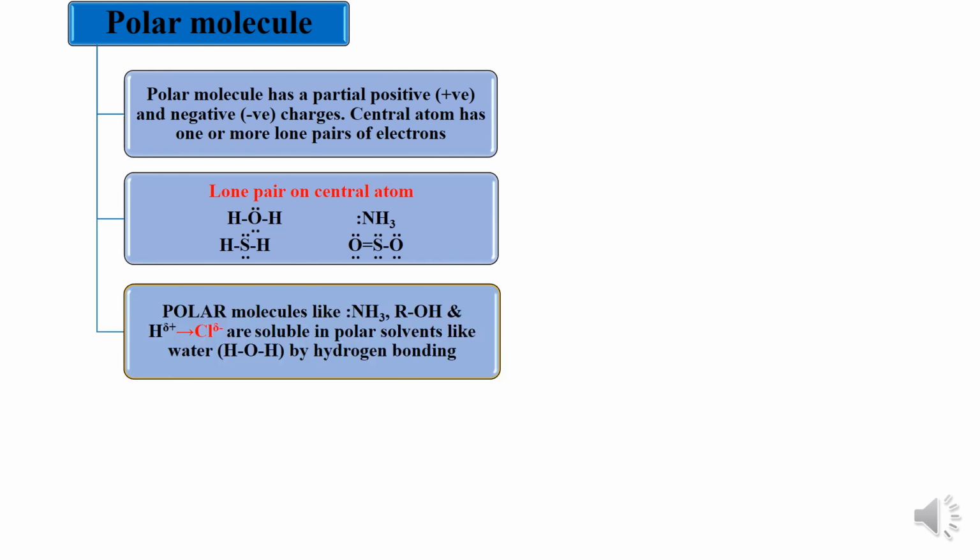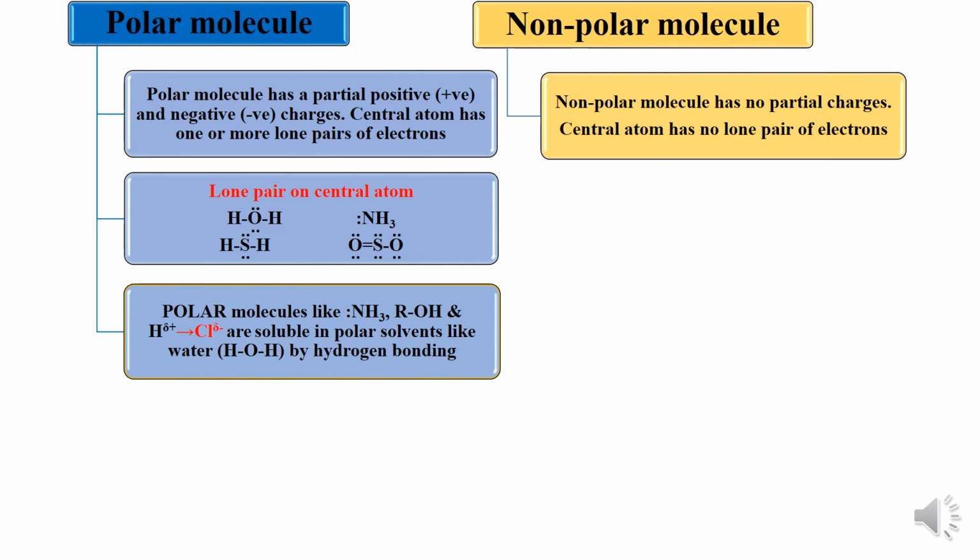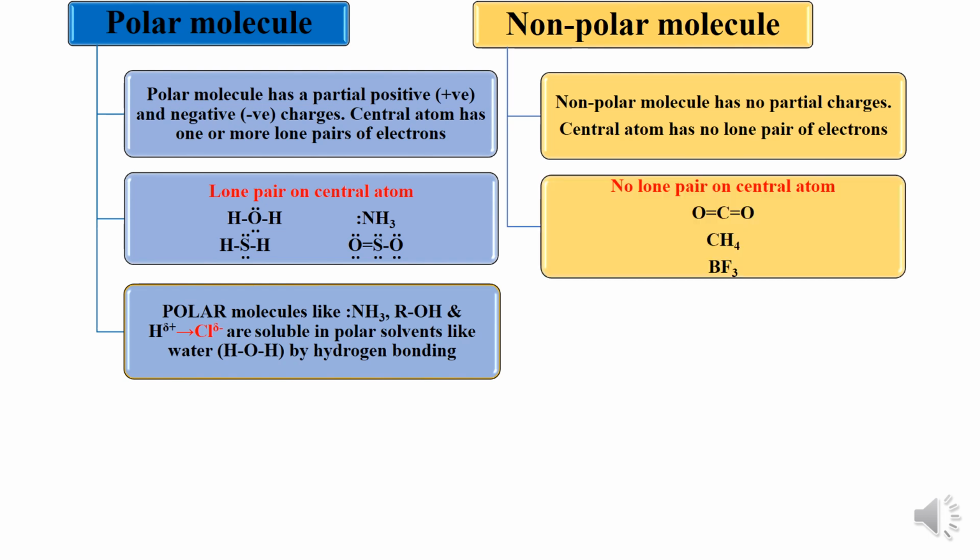Now polar molecules like ammonia, alcohol and hydrogen chloride are soluble in polar solvents like water by means of hydrogen bonding. So what about non-polar molecules? Non-polar molecules have no partial charges. The central atom has no lone pair of electrons. I am talking in relation to a triatomic molecule. So in case of a non-polar molecule, you will find that there is no lone pair on the central atom.